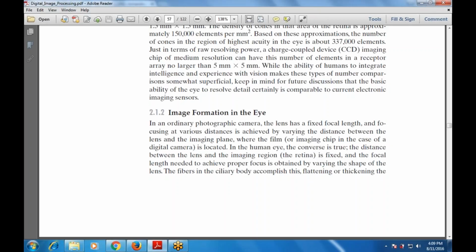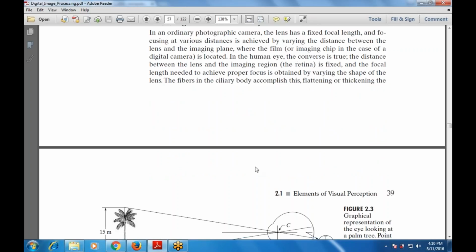And in the case of the human eye, the converse is true. That is different from the camera. In a camera the lens has a fixed focal length, and focusing at various distances is achieved by varying the distance between the lens and the imaging plane. But in the case of the human eye, it is totally opposite. The distance between the lens and the imaging region is fixed, and the focal length needed to achieve proper focus is obtained by varying the shape of the lens.